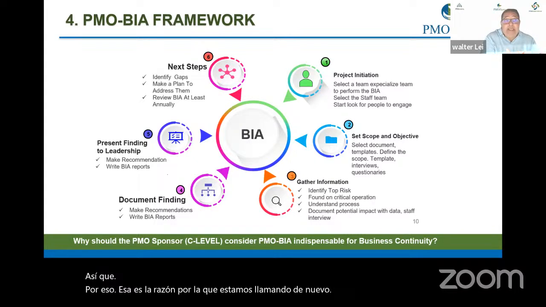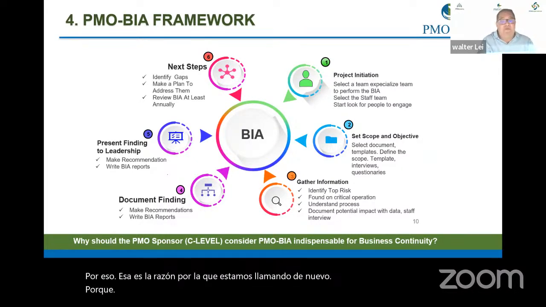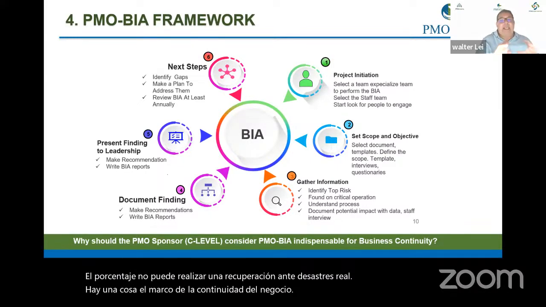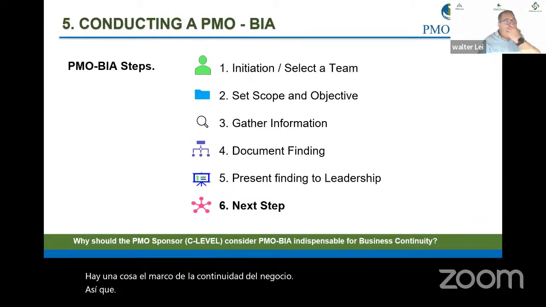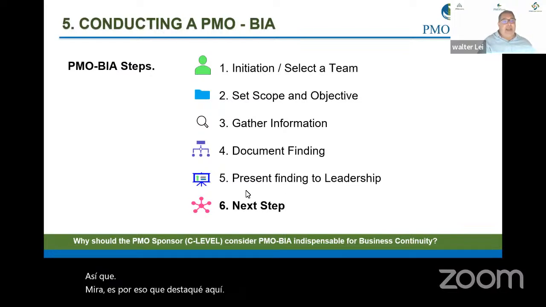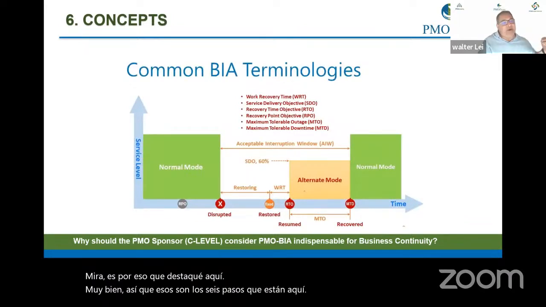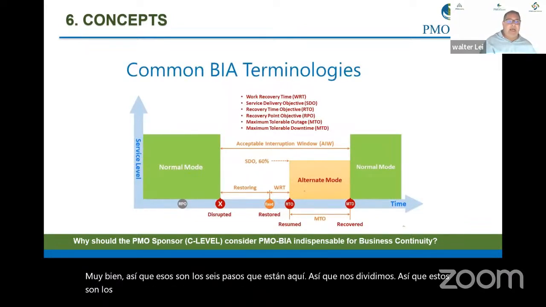Obviously a BIA per se cannot perform a real disaster recovery, because BIA is within the framework of business continuity. So a BIA entity cannot perform a disaster recovery. It's within the business continuity, okay? So as you can see, that's why I highlighted here. All right, so the 6 steps are here. So we divided. So these are the concepts that I was talking about.